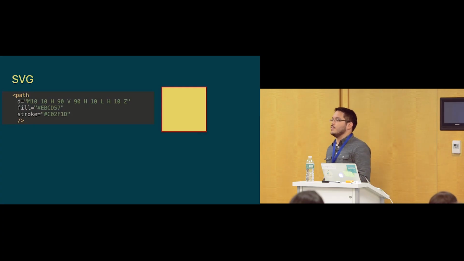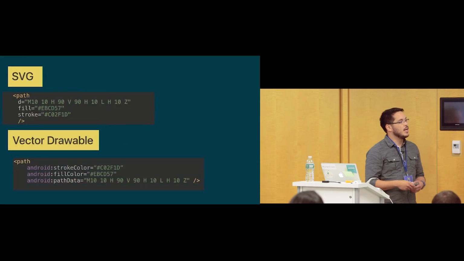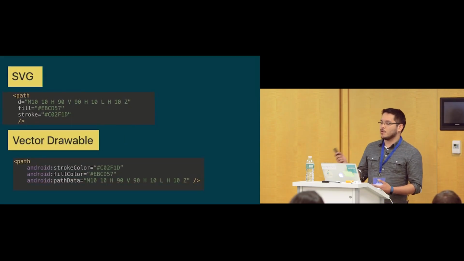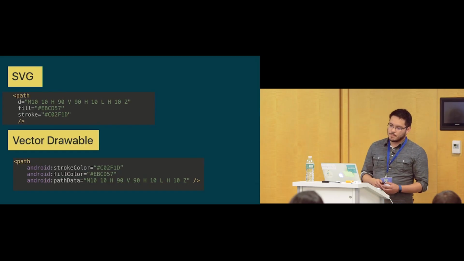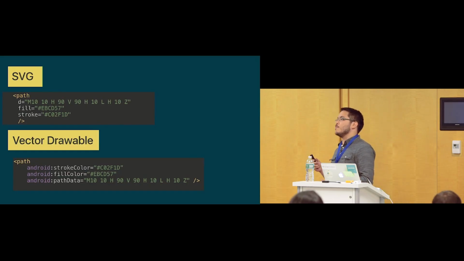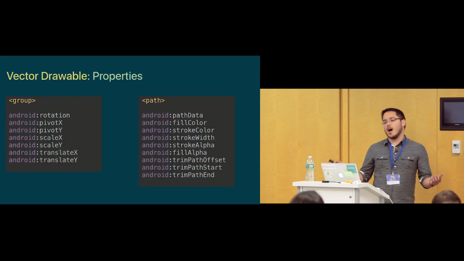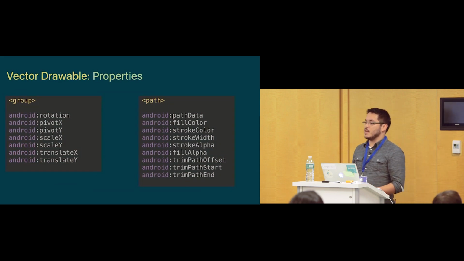If we compare an SVG to a vector drawable, we're gonna have this. It's pretty similar. We're gonna have the same tag path, and we're gonna have stroke, fill color, path data, and some other stuff. The important properties for the talk today that I'm going to be talking about, animated vector drawables, are those ones. So we have all those properties, and most of them we can play with to do some animations using the vector drawable.